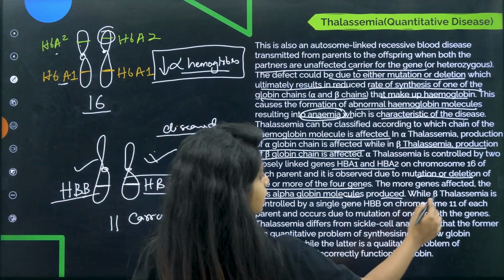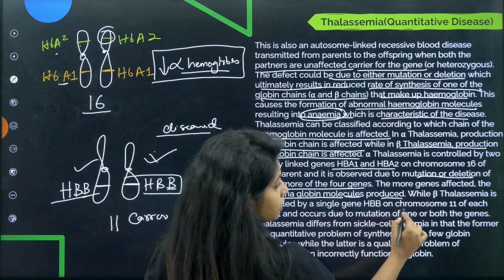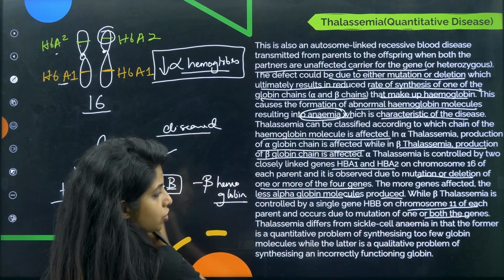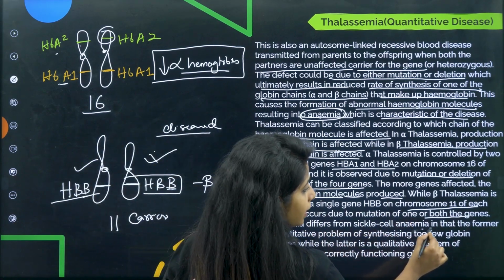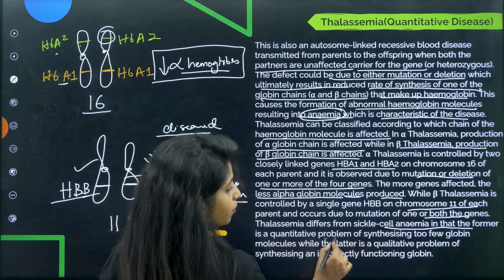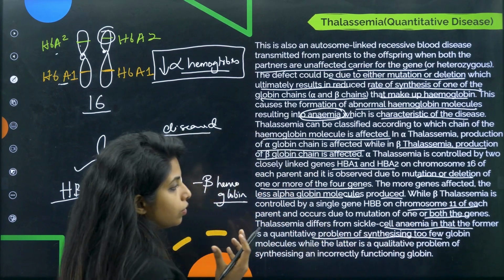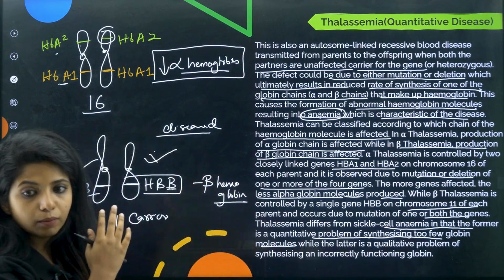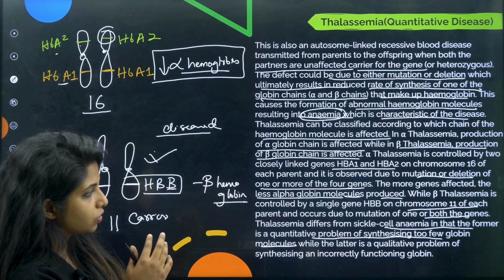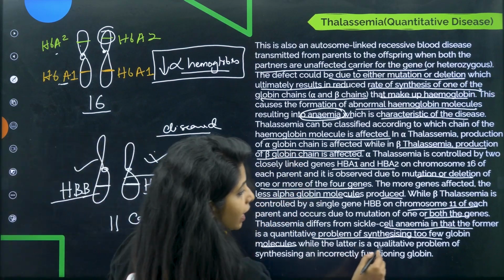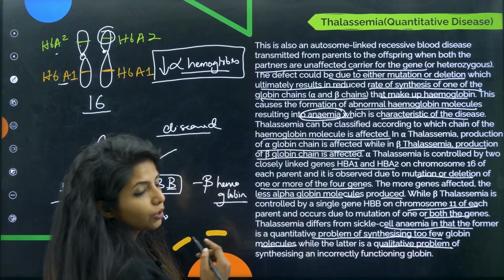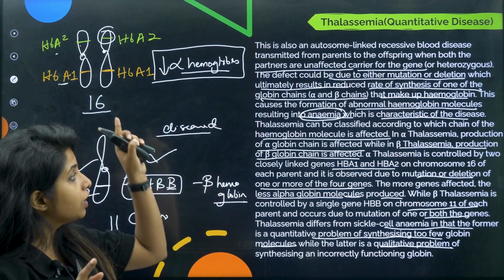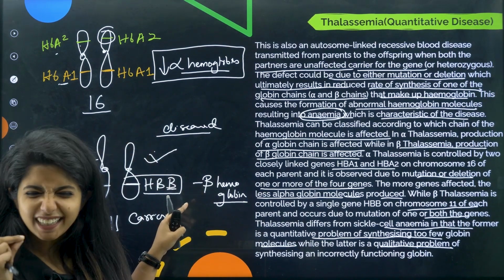Now beta thalassemia, as I said, is controlled by a single gene on chromosome 11 of each parent and occurs due to mutation of one or both of the genes. Thalassemia differs from sickle cell anemia in that the former is a quantitative problem of synthesizing too few hemoglobin molecules, as I said, the beta globin chains, as in you're talking about this. While the latter, sickle cell anemia, is a qualitative problem, messing up the quality of the beta globin chain. Here you are messing up the quantity.